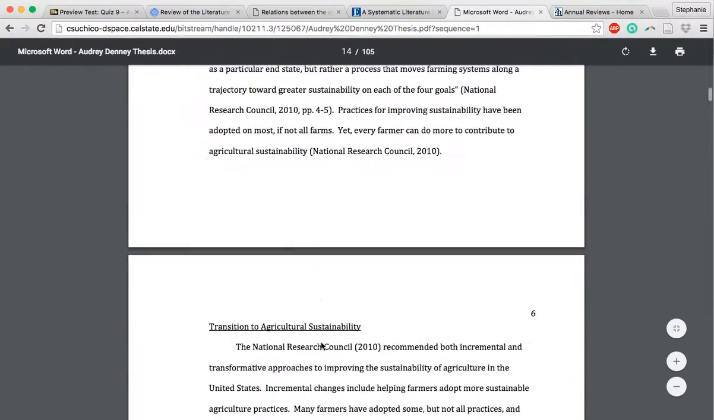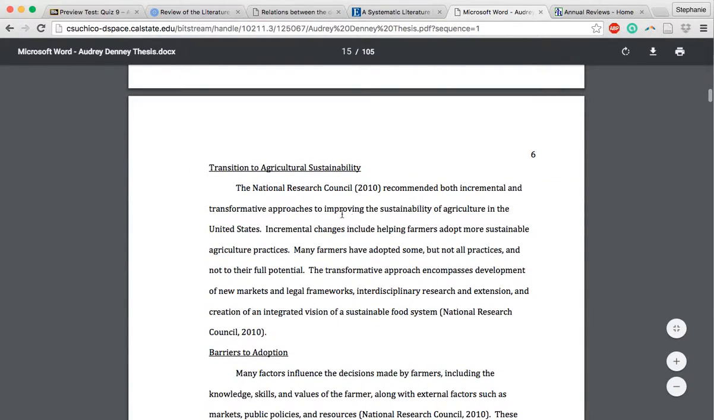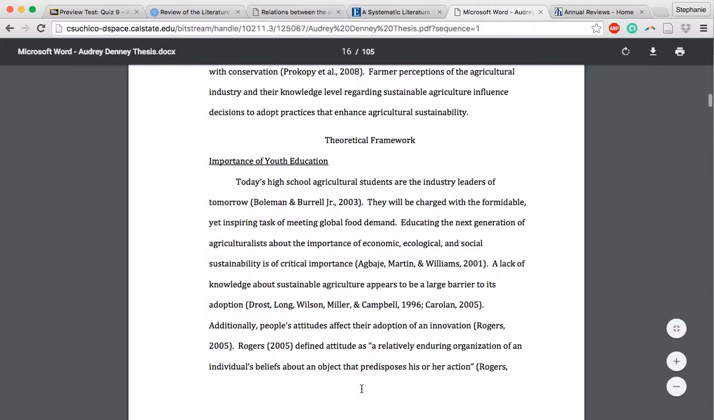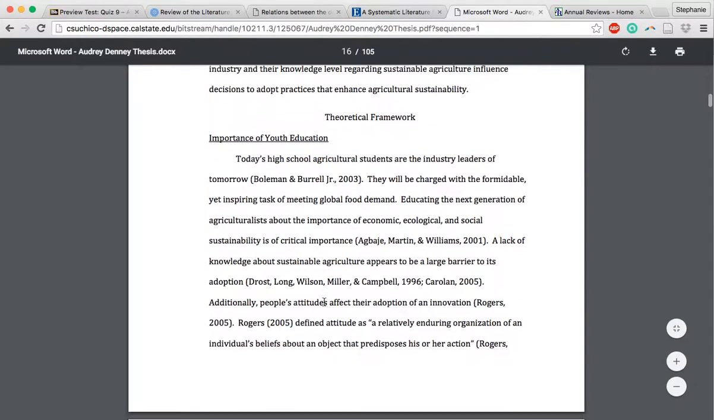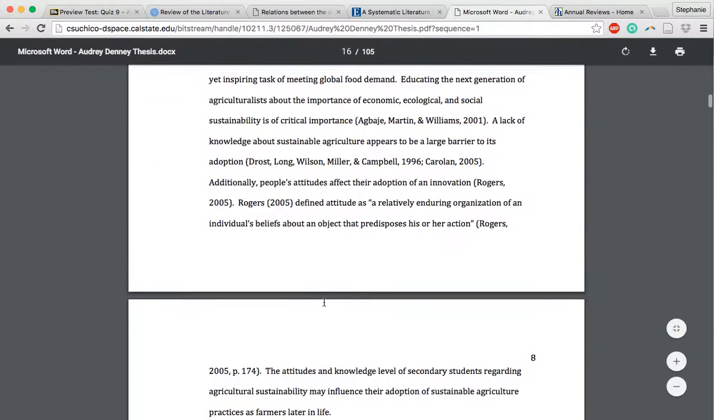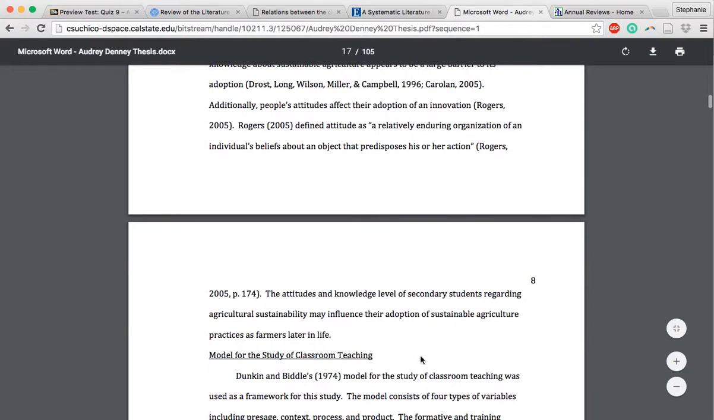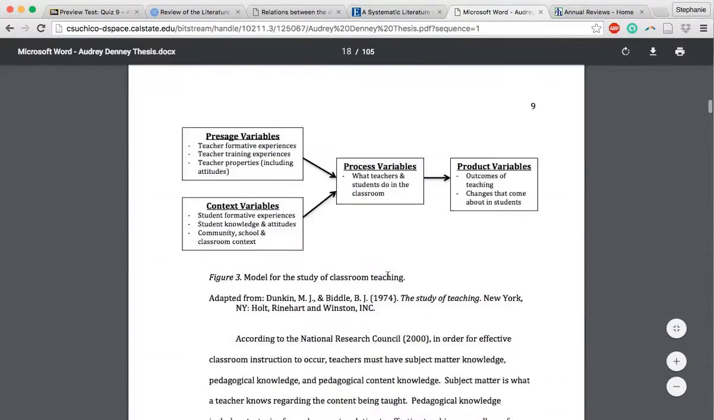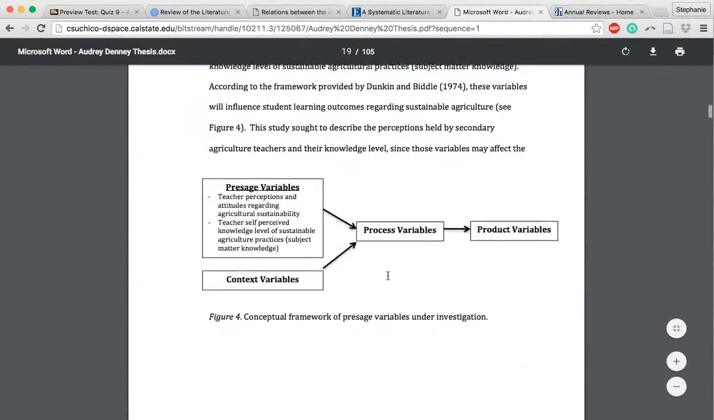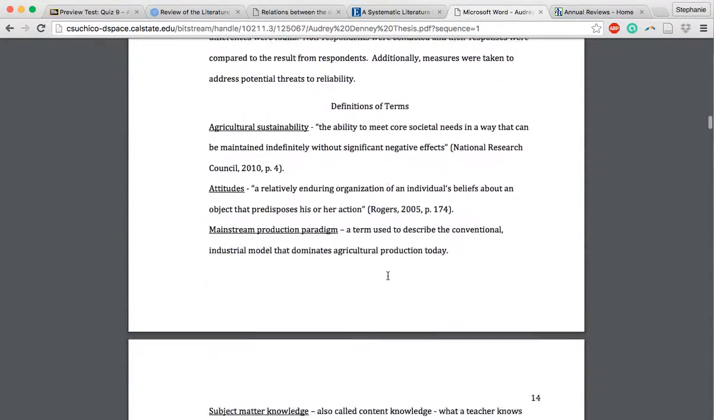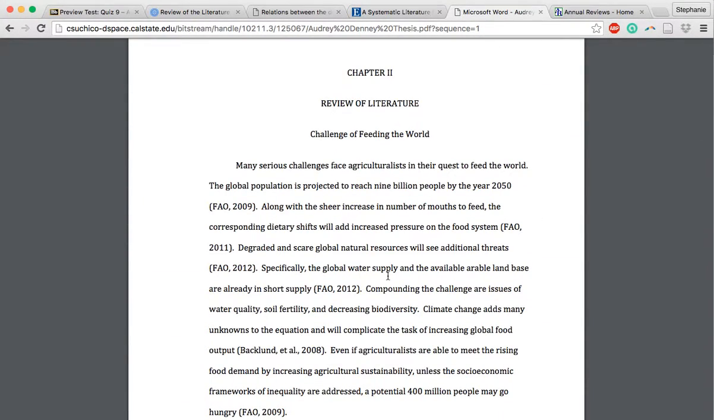Then there's the statement of the problem. It's very organized. Transition to sustainability, barriers to adoption, and then they have the theoretical framework, what theories are important for them when they're thinking about putting these things into practice. There's more information for the introduction, all stuff that we've talked about. Purpose of study. This is excellent. Okay. And then there's the literature review.